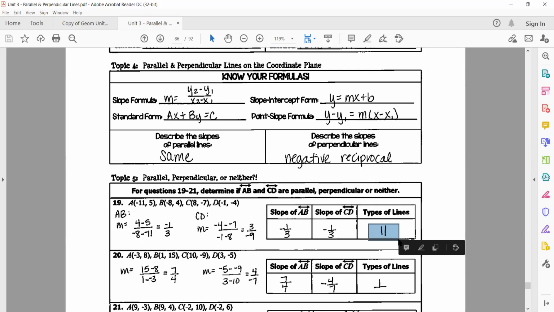Remember this symbol, parallel? What about this symbol, that upside down capital T? Perpendicular. Geometry is full of graphics like that. Be sure you remember what that means.